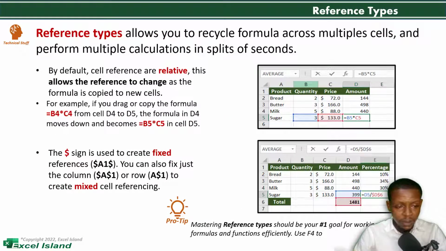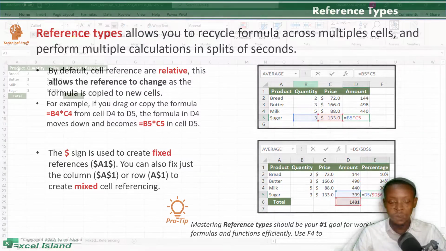Reference types. Reference types allow you to recycle formulas across multiple cells and perform multiple calculations in split seconds. By default, cell references are relative in Microsoft Excel. This allows the reference to change as the formula is copied to a new cell. This is technical stuff, so let's jump into Microsoft Excel and do some practical.